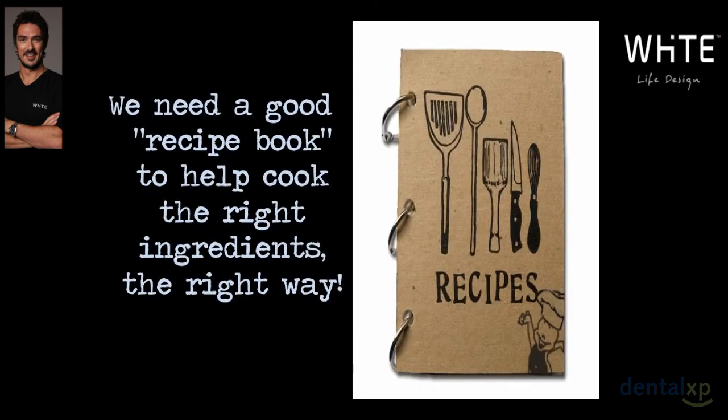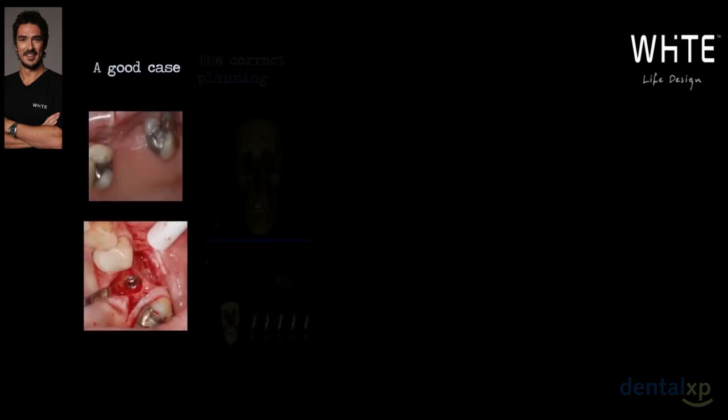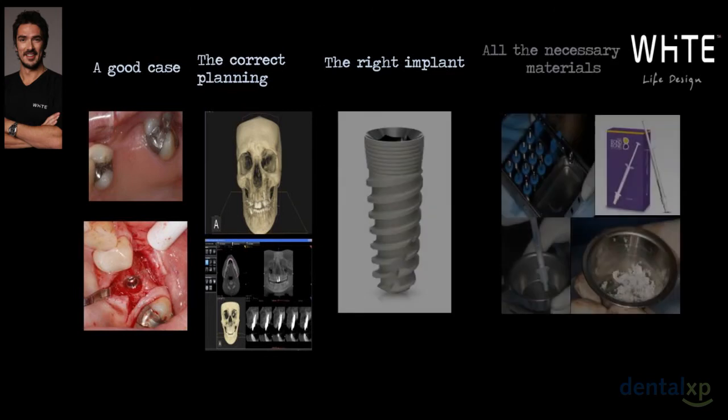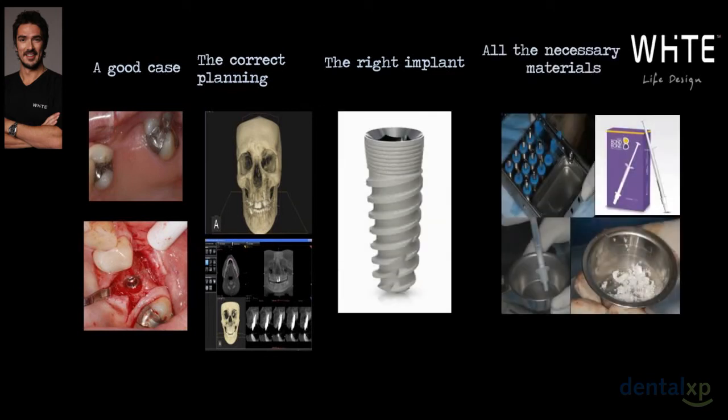So what do we do? Well, we need a good, what I call recipe book, to help us cook the right ingredients the right way. And that, of course, is the science and all the evidence out there. We need to choose our cases correctly. We need to plan it correctly. How? 3D scanning, cone beam technology is more accessible nowadays. Get to know exactly what's inside the bone before we even do our first incision. We need to choose the right implant, and of course all the necessary materials around that implant.